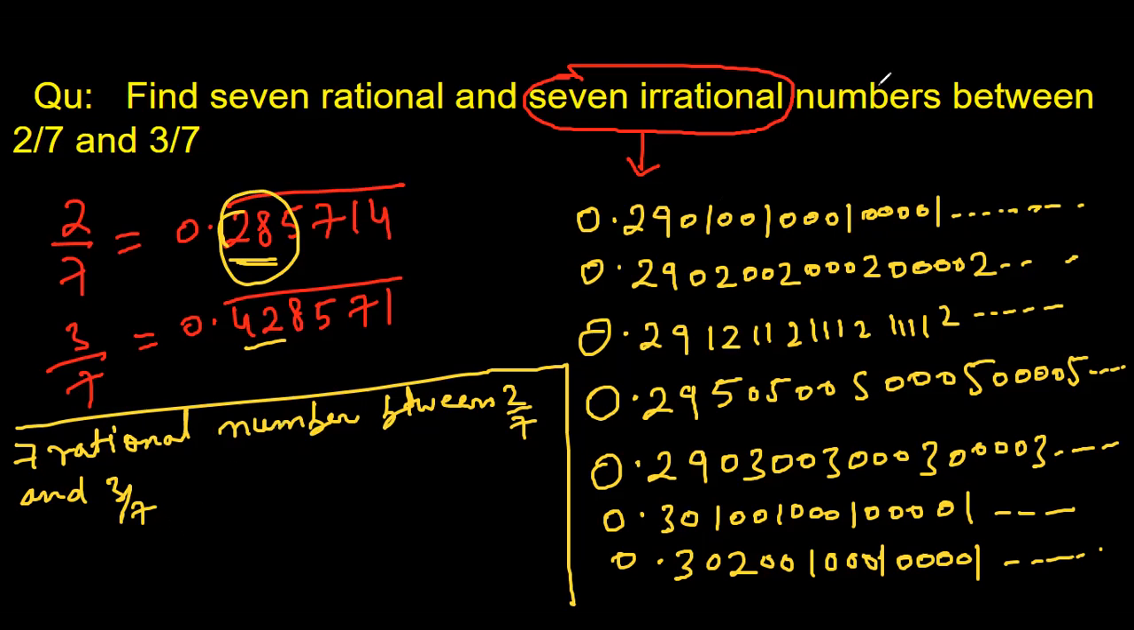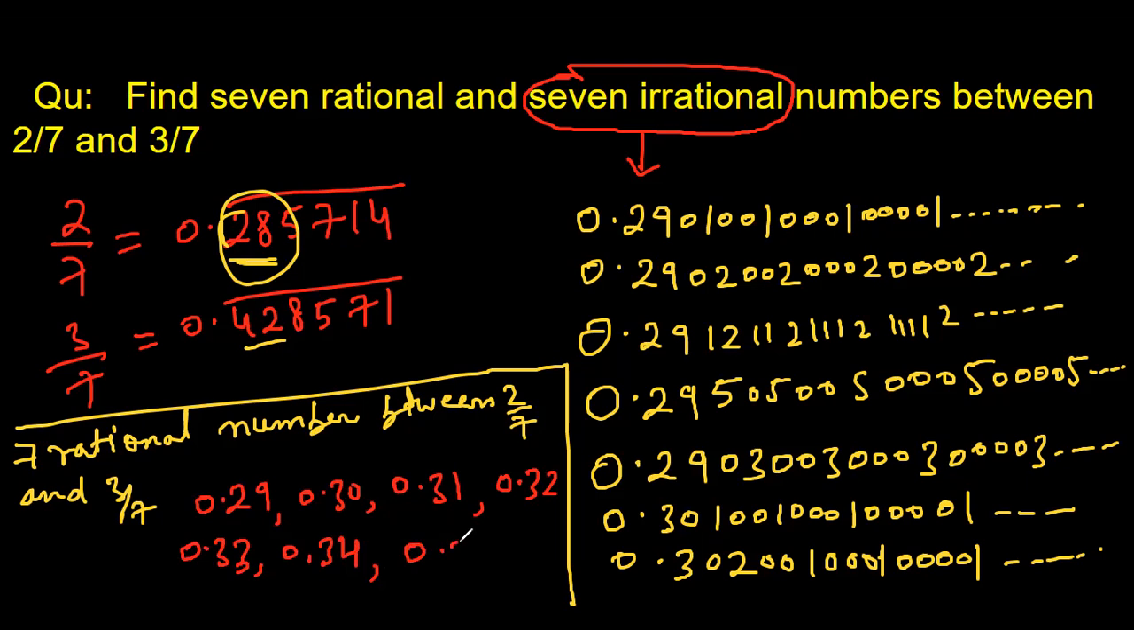So the numbers would be, let's take after 28, 0.29, 0.30, 0.31, right? Like that, there can be infinitely many numbers, but we just need to write 7. So 0.32, 0.33, 0.34, 1, 2, 3, 4, 5, 6, and we can write one more, 0.35, and we are done. Okay.